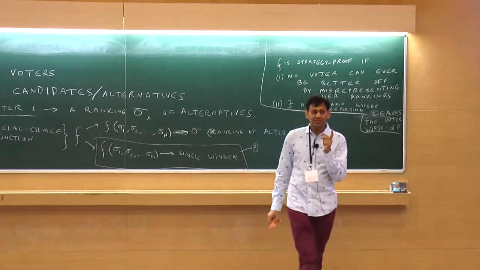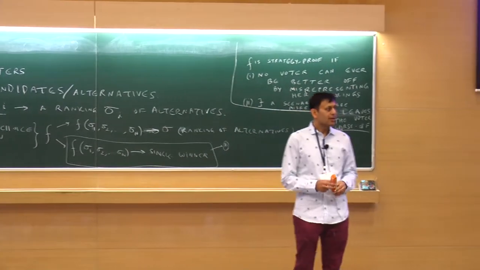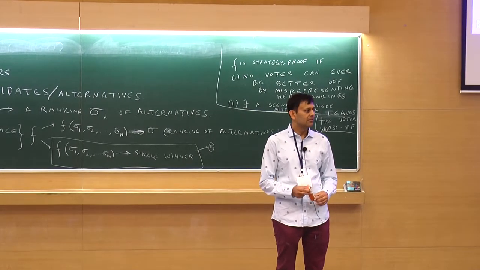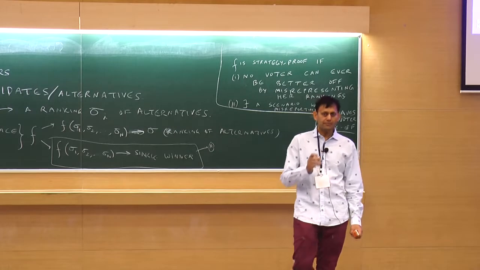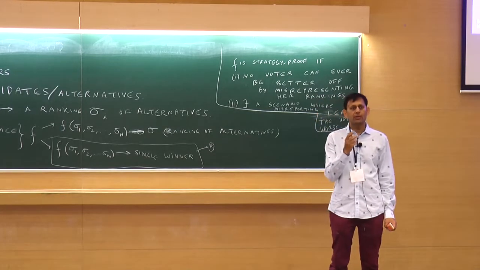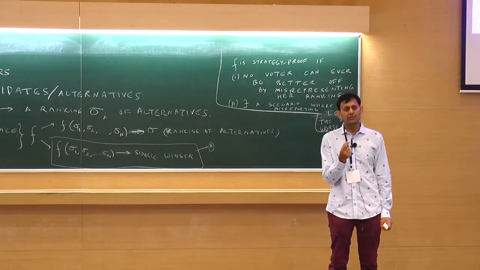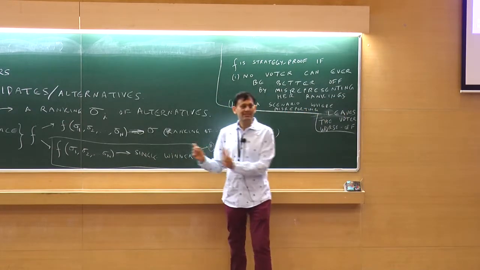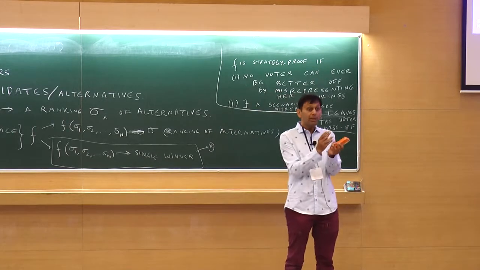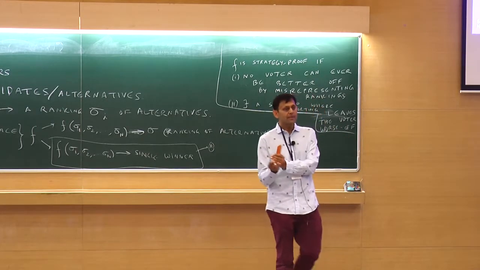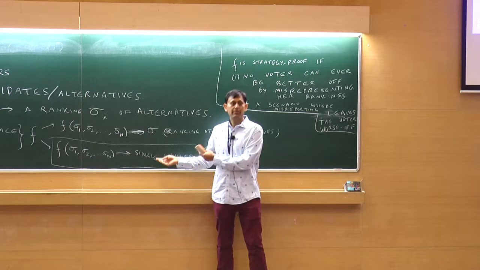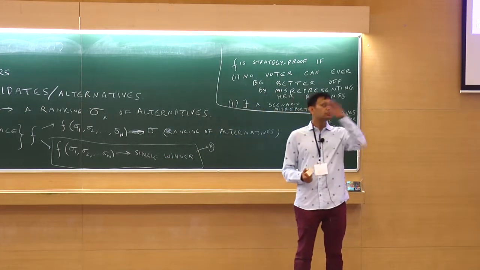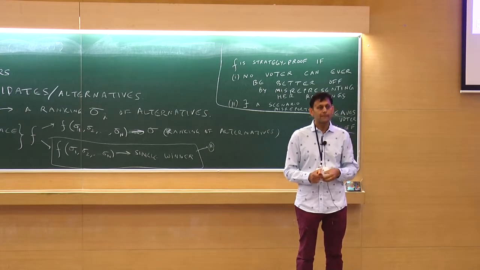So majority on the first is not strategy proof. Sorry, majority is not well defined here, so let's call it plurality. The reason I'm hesitating is because majority implies that a majority of the people want something. It's not a well defined rule here because there may be no one who gets a majority. So the rule is called plurality, which is that the person who gets the most first place votes wins.